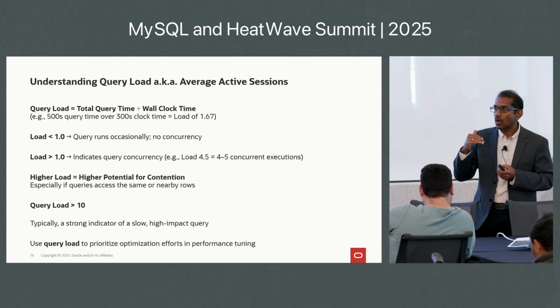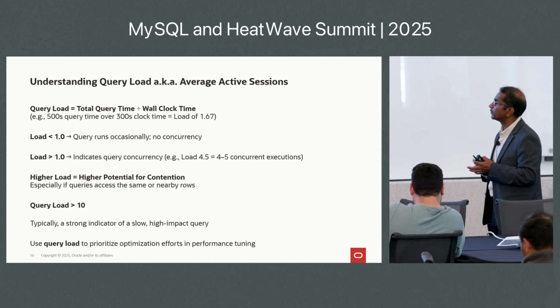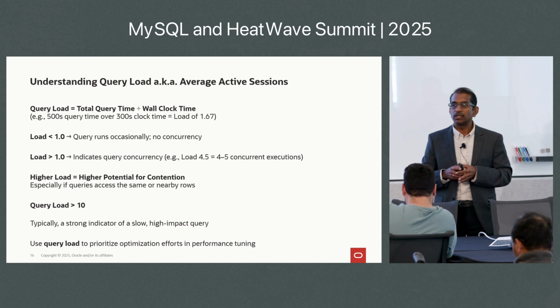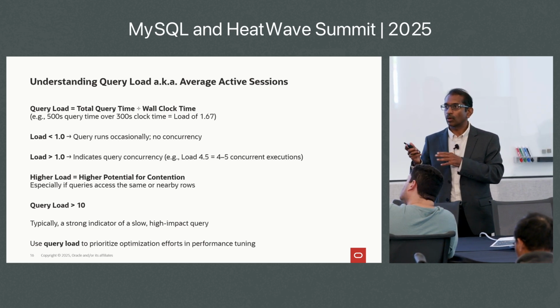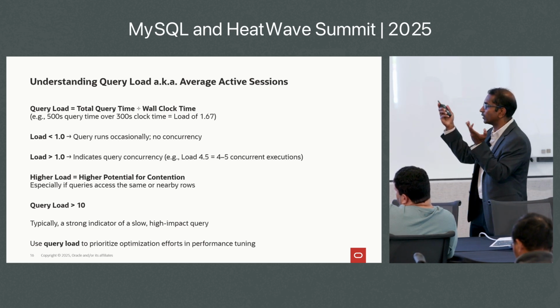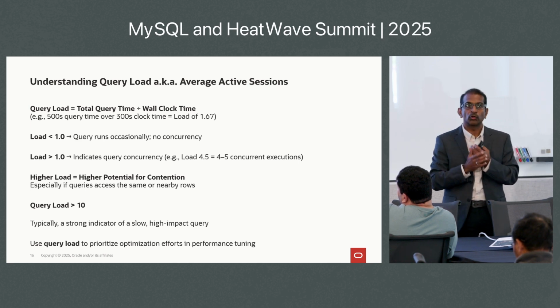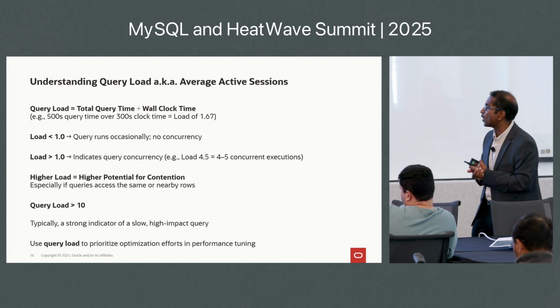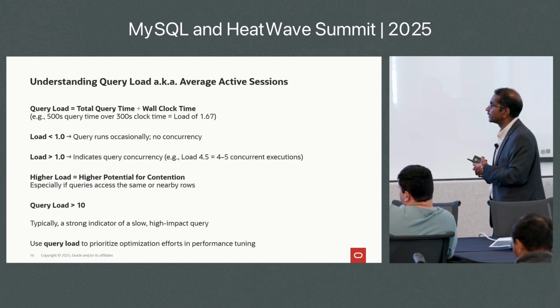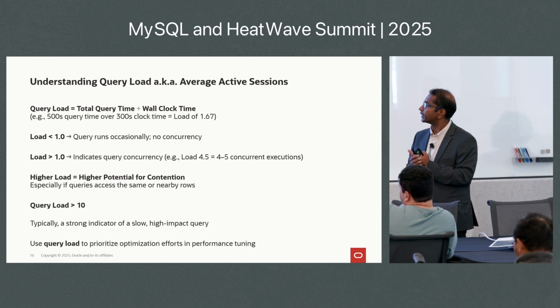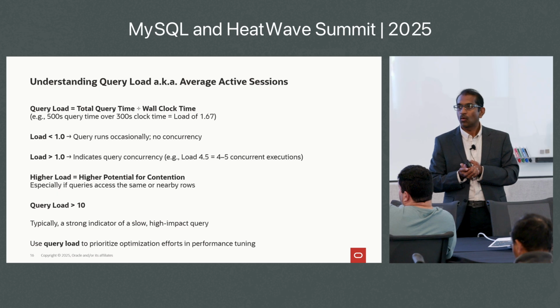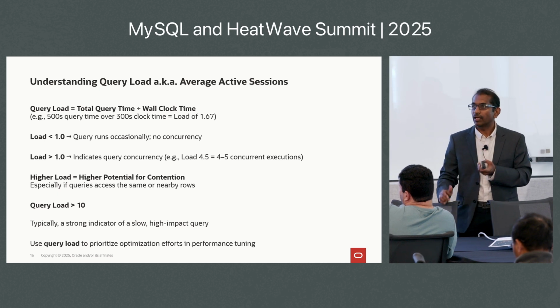A key metric to understand from a concurrency perspective is the query load. Query load is the total query time over wall clock time. Wall clock time is the time you would see for your observation period. For example, if you have a query that took 500 seconds over a 300 seconds wall clock time, the load is 1.67.